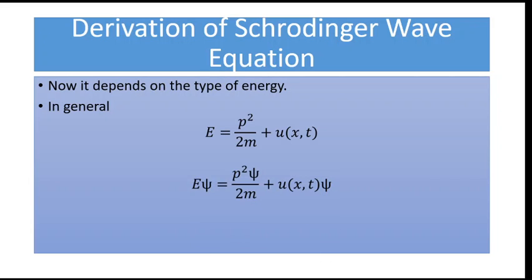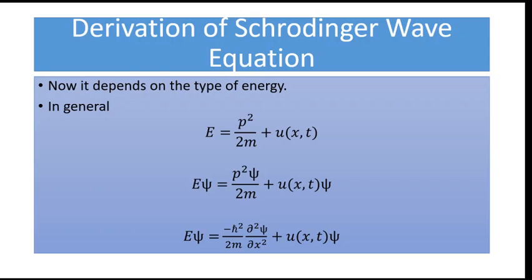Multiplying this equation by psi on both sides, we will have the following form of equation: E psi is equal to p square psi over 2m plus potential energy times the wave function. Using the value of p square psi from equation 2 in this equation, we will get the following form of the Schrodinger equation: E psi is equal to minus h bar square over 2m partial square psi over partial x square plus U(x,t) psi. This is the one-dimensional Schrodinger wave equation for a particle moving with a kinetic energy p square over 2m and with a potential which is some function of position and time.